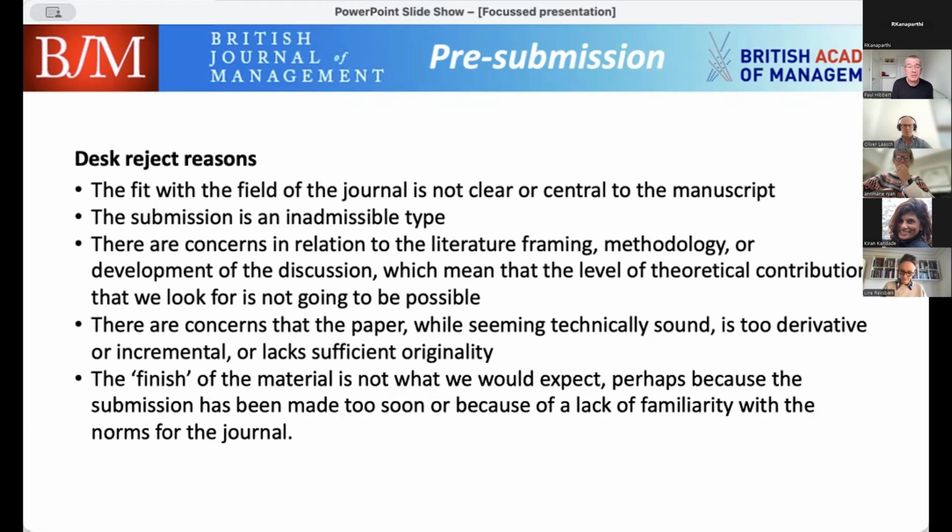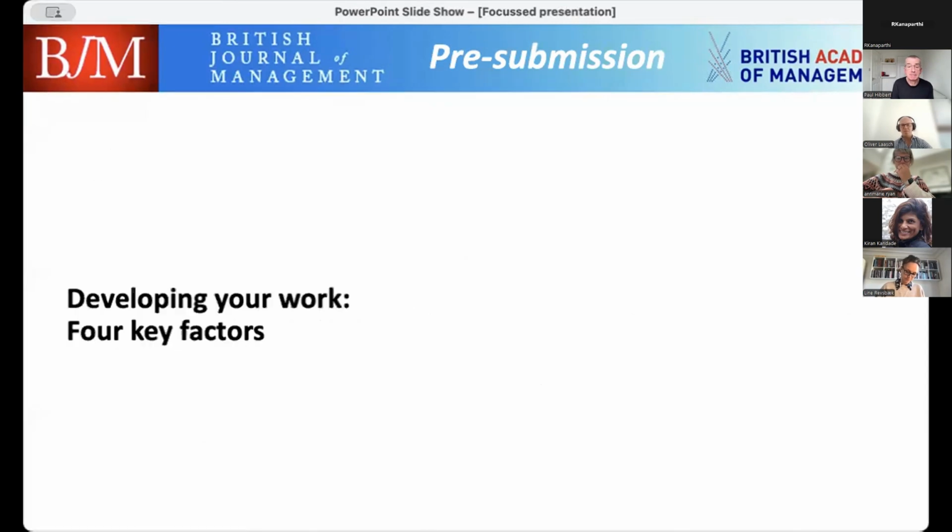And the last one is very rare, but does happen. The finish of the material is not what we expect. Submission's been made too soon, or people don't understand the norms for the journal, indeed for journal writing. We do get some student papers sent in, for example, that obviously don't understand the craft of journal writing. All of this can be helped by really having discussions with peers before you submit.